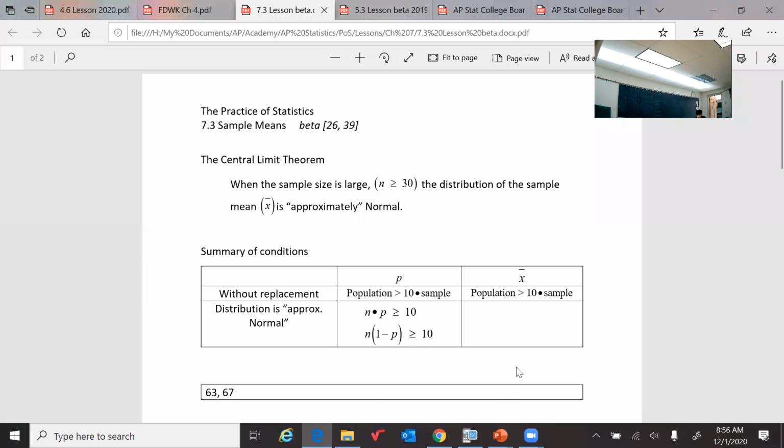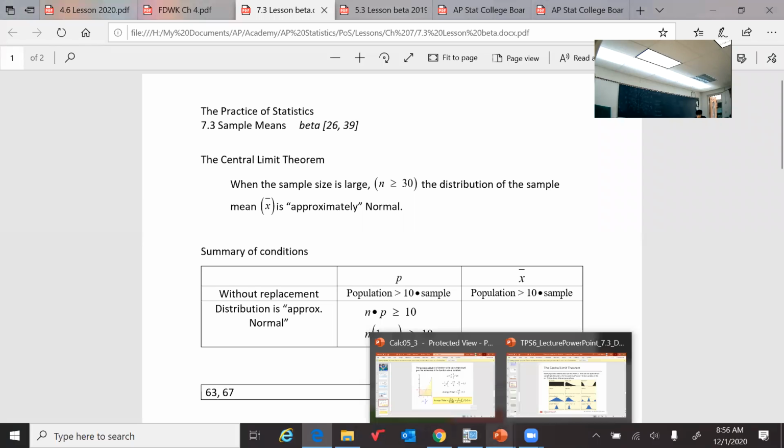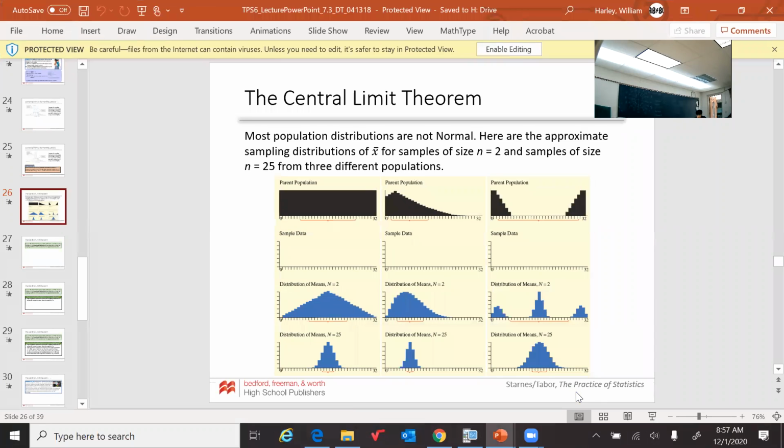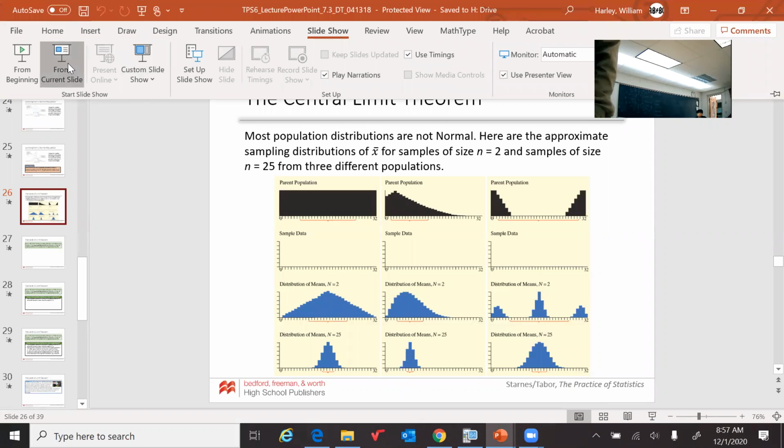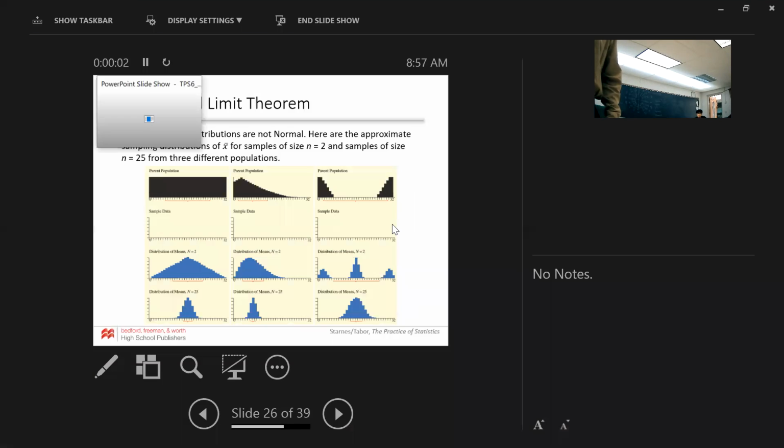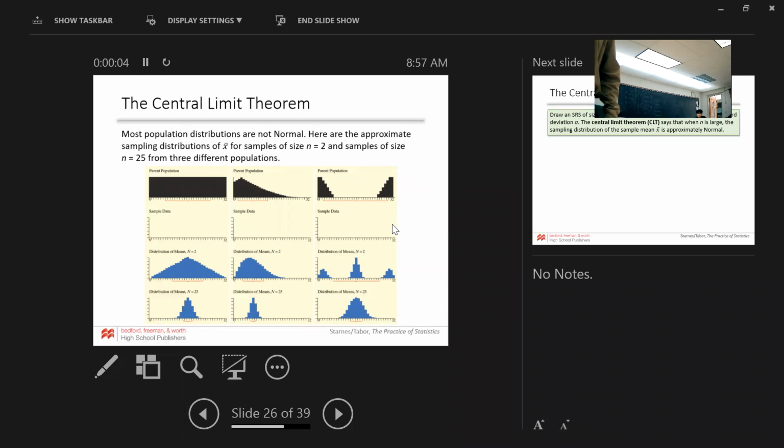So this is 7.3 beta, and we're going to come back to the Google Slides. Most population distributions are not normal. Yeah, exactly. So look what they've got here.